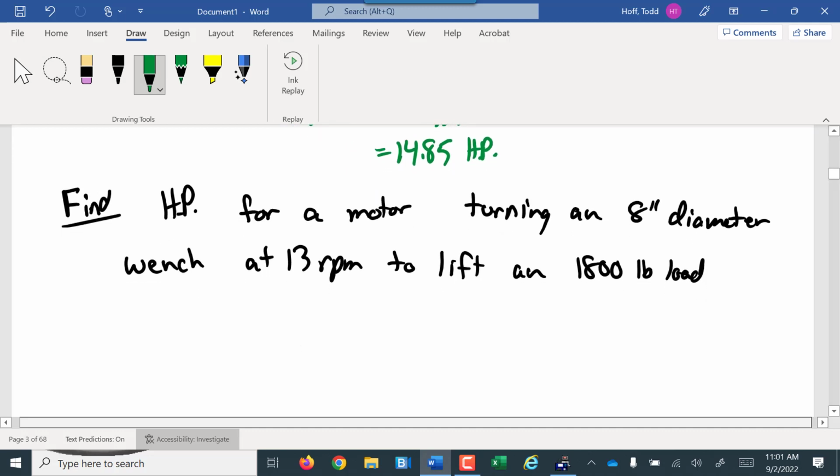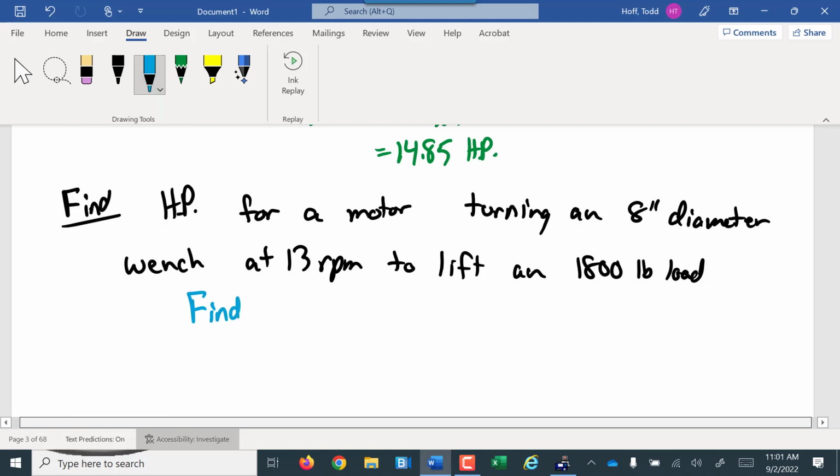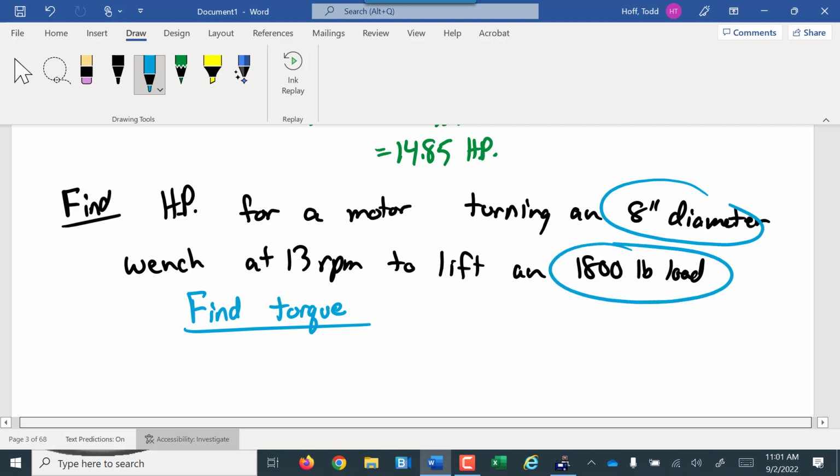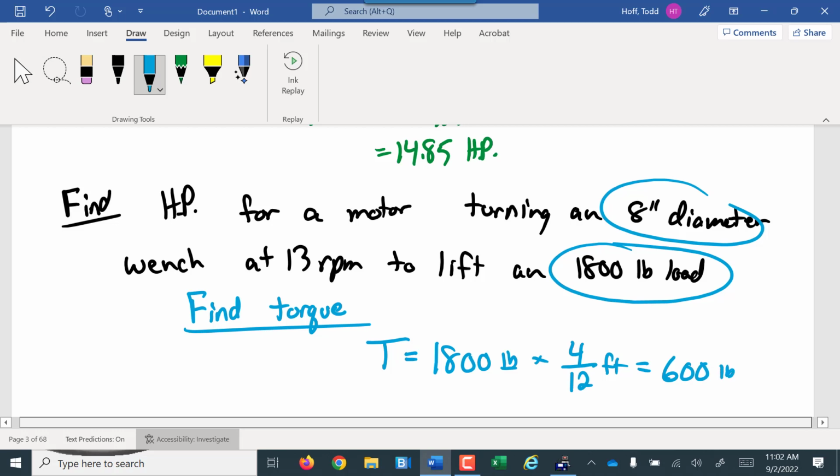This is actually pretty much the same as the last problem, only I'm asking you to do an extra step. The first step is to find the torque needed. The torque needed comes from the 8-inch diameter and the 1,800-pound load. So it's that load of 1,800 pounds times, not 8, but 4 over 12, because again, we have to convert the inches into feet. So 1,800 times 4 divided by 12 gives us 600 pound-feet of torque.